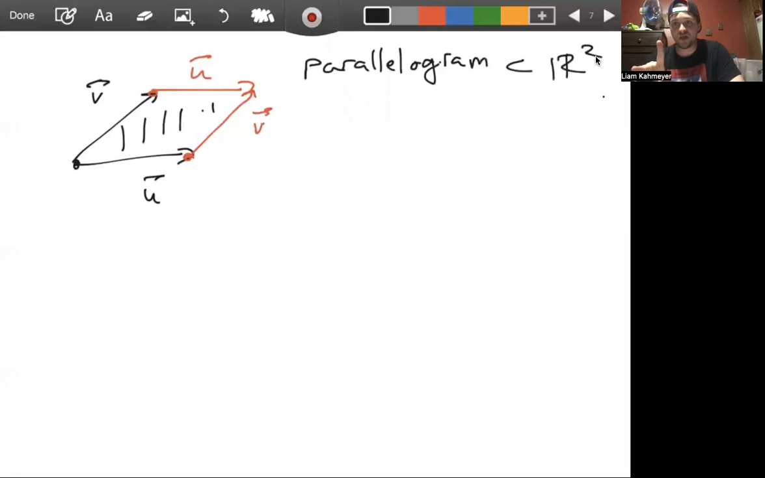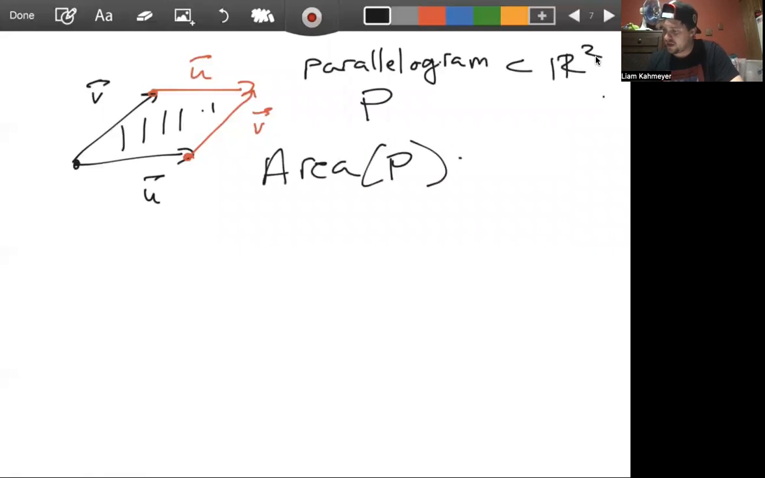And so since we understand vectors and we also understand shapes pretty well, we should be able to relate our knowledge of shapes to our knowledge of vectors. And so one of the first things we could ask ourselves is, what is the area of this parallelogram? So let's call this parallelogram capital P. So what's the area here?